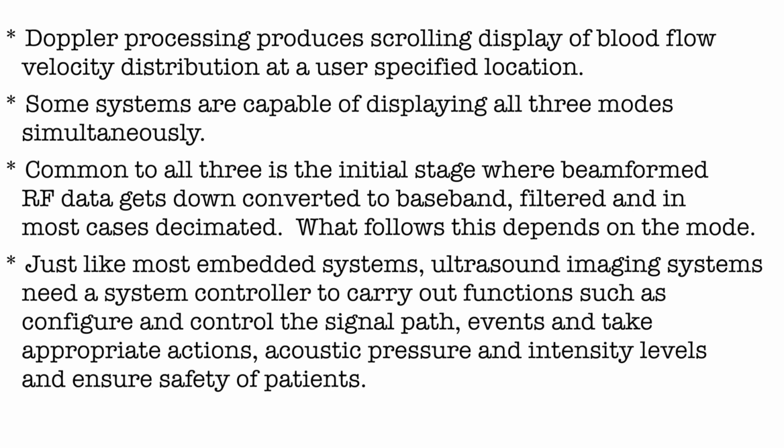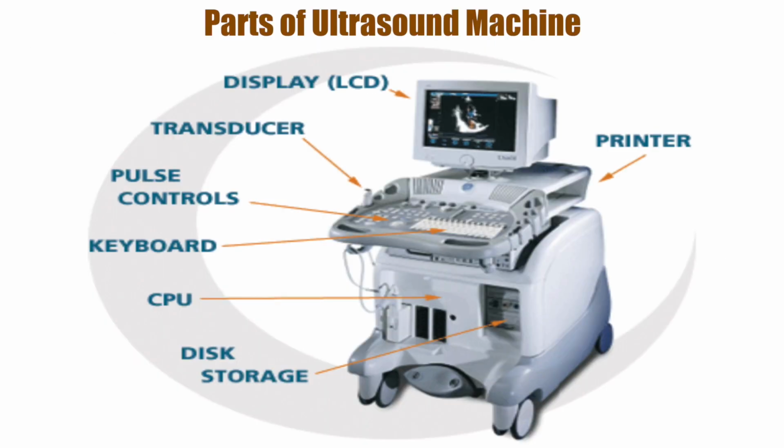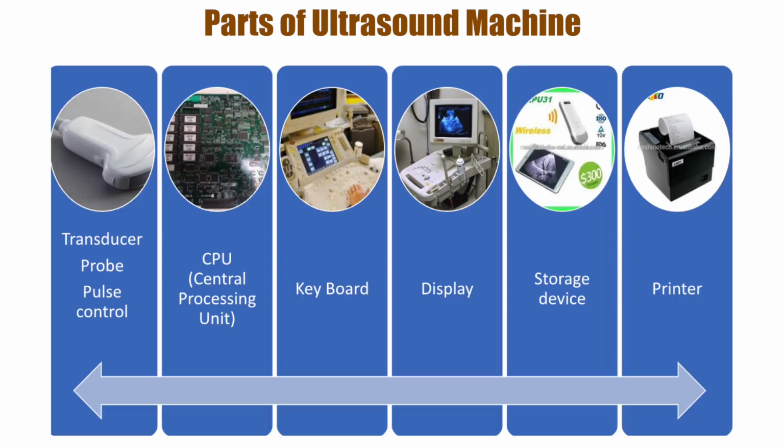Just like most embedded systems, ultrasound imaging systems need a system controller to carry out functions such as configure and control the signal path, events, and take appropriate actions, acoustic pressure and intensity levels, and ensure safety of patients. In this slide, you can see different parts of ultrasound machine, like you can see transducer, pulse control, central processing unit, CPU, disk storage, keyboard, display, and the printer.